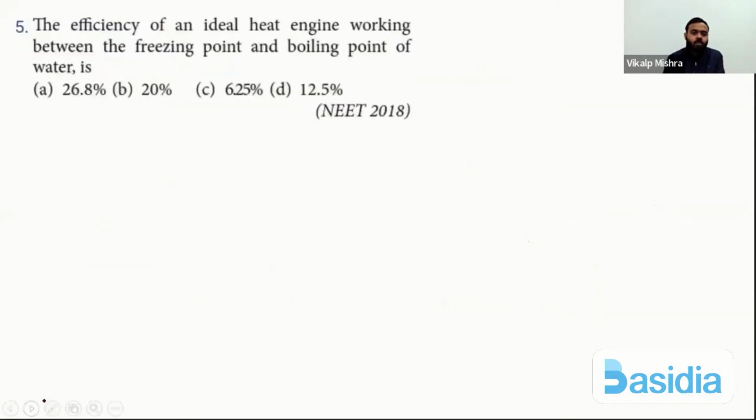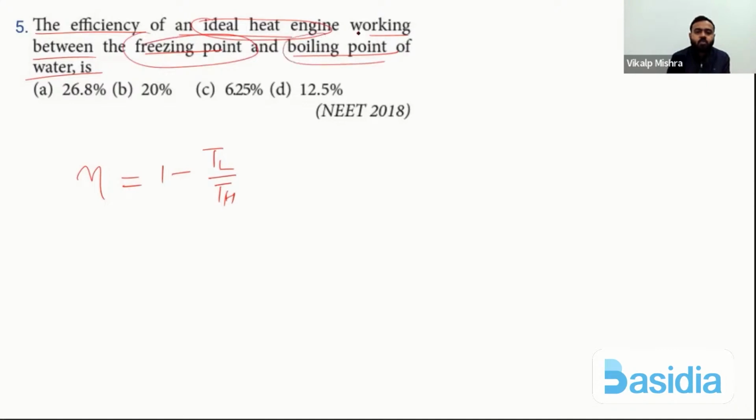Okay, chalo. Last problem is the efficiency of an ideal heat engine working between the freezing point and boiling point of water is. As I told you, what was efficiency of ideal heat engine? That was 1 minus TL upon TH. Lower temperature divided by higher temperature. So you can see what is the lower temperature, this freezing point. What is the higher temperature, boiling point.